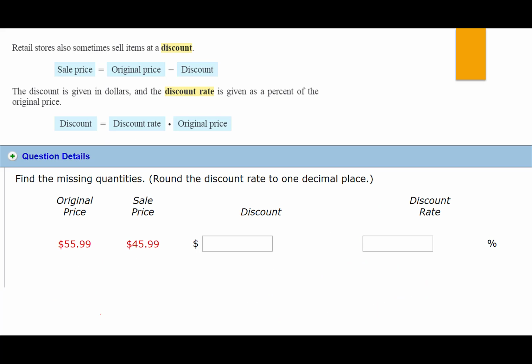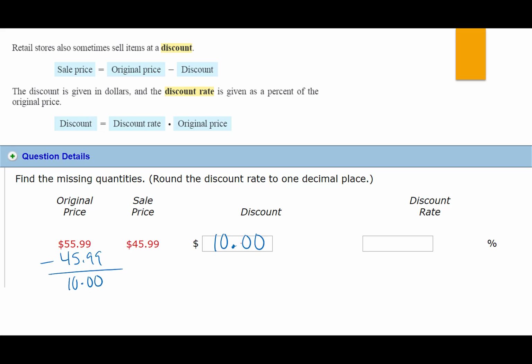Okay, so just the opposite of a markup is a discount, and that's what I like. I like getting things on a deal. And it's going to ask us similar questions. We're going to find the discount. So we have the original price, and then we have the sale price. And so the discount amount is just a simple subtraction problem. We'll take the original price of $55.99, subtract $45.99, and that's $10. So we'll go ahead and enter that in for the discount.